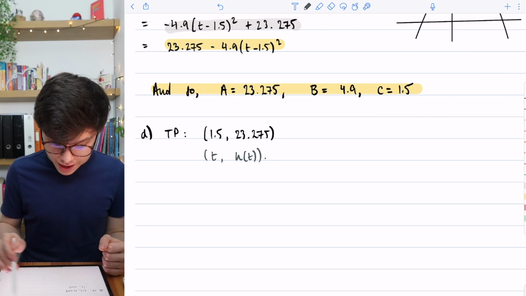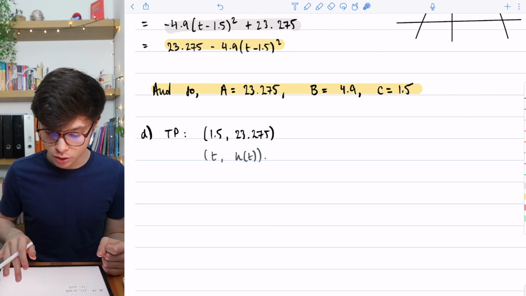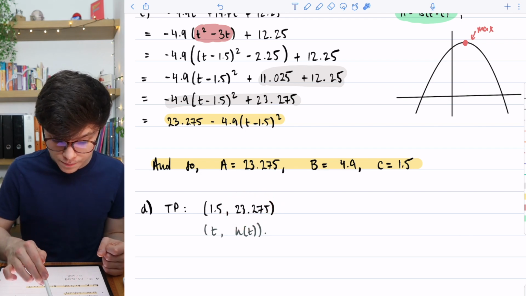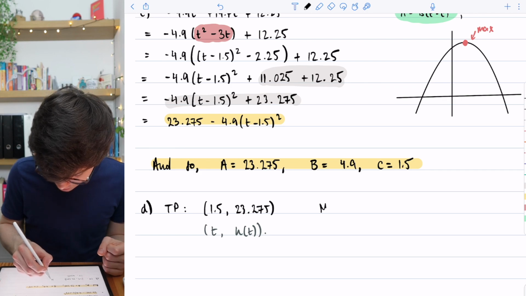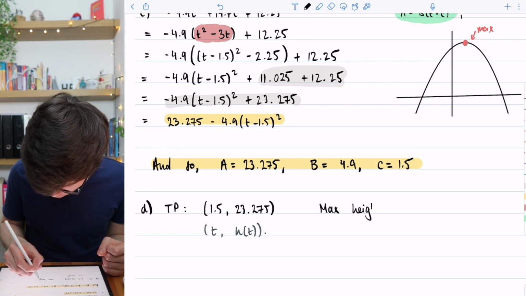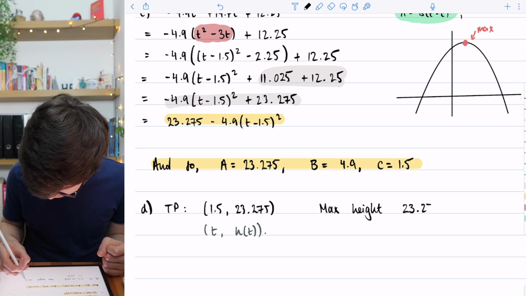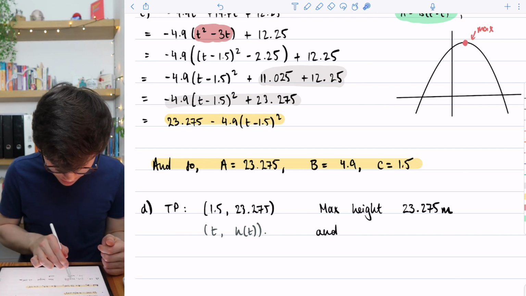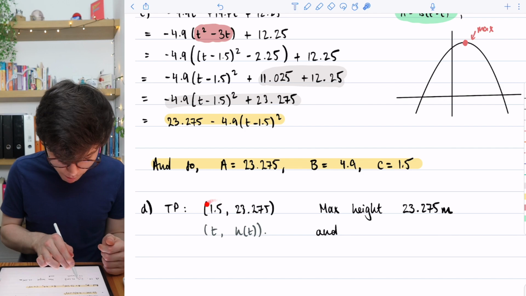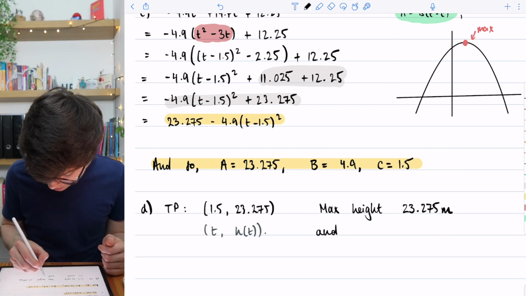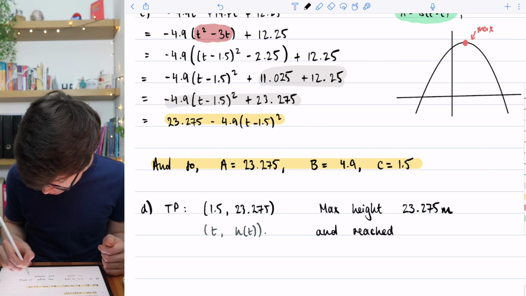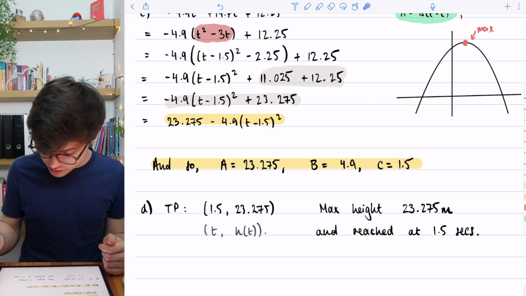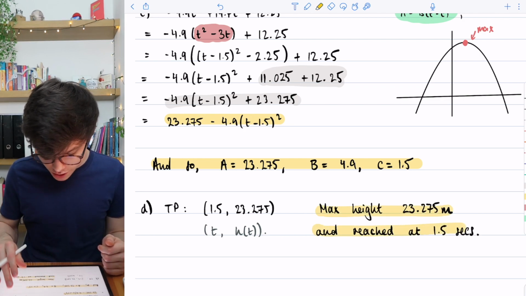So what we need to think about here is, well, we're being asked for the maximum height of the ball. We've found the turning point, and so that must be the maximum height of the ball. So we can say max height will be 23.275 metres, and, well, look, it matches up with our value of t of 1.5, and that's reached at 1.5 seconds, okay?